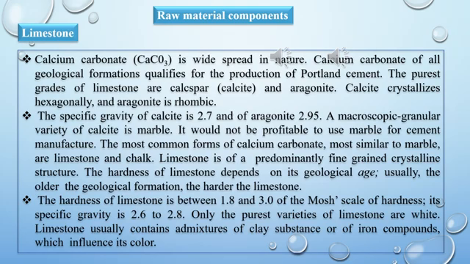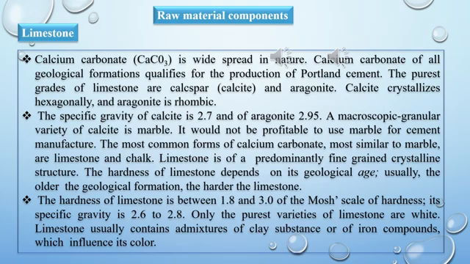He said that the two major crystalline forms of calcium carbonate are calcite and aragonite. Calcite crystallizes in hexagonal form, while aragonite crystallizes in rhombic form. The specific gravity of calcite is 2.7 and of aragonite is 2.95.